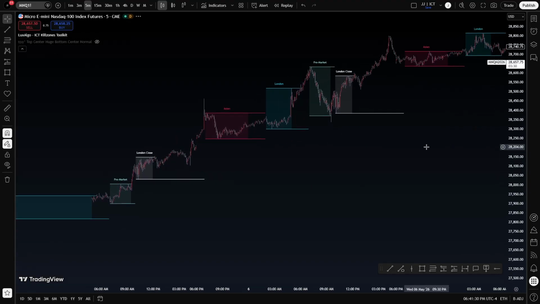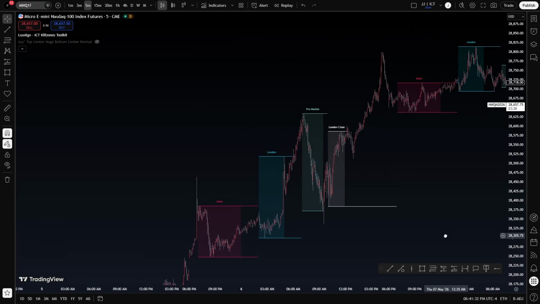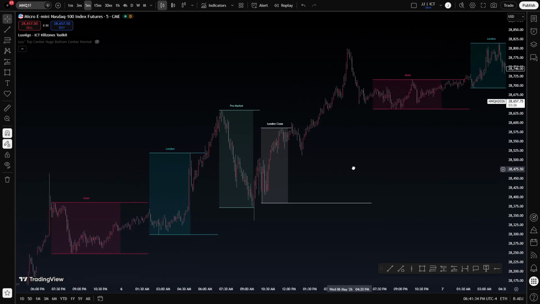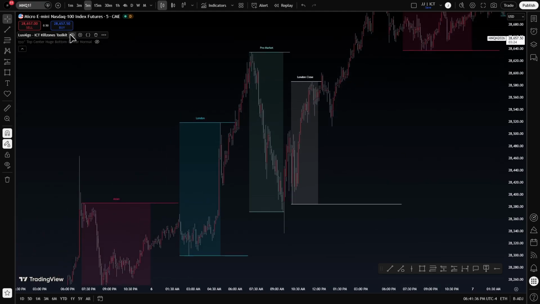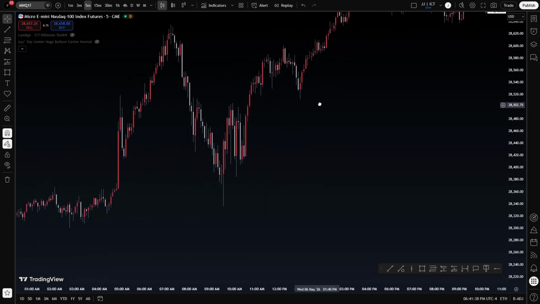Let me turn on kill zones. This is an example here. Here's a London close right there. I can turn it off. You know where it is.